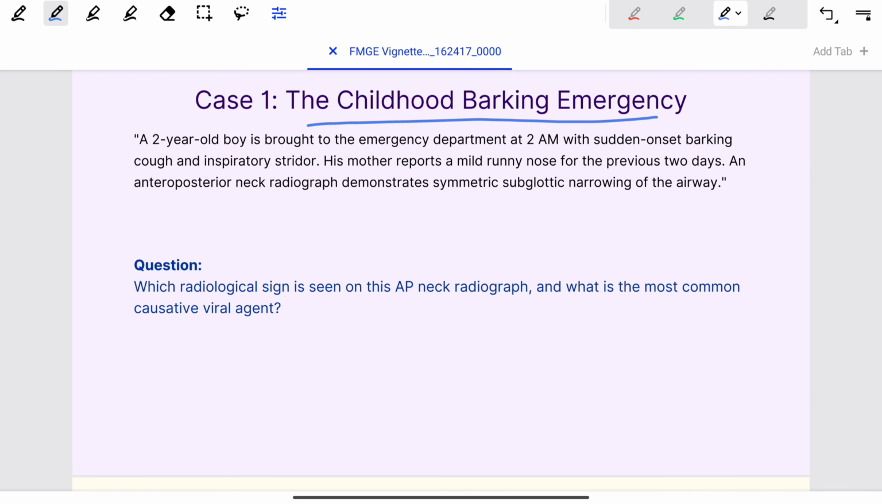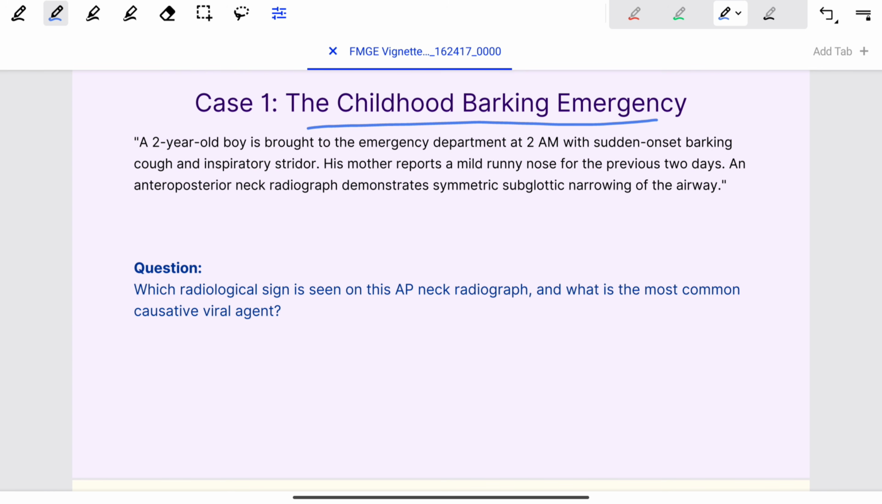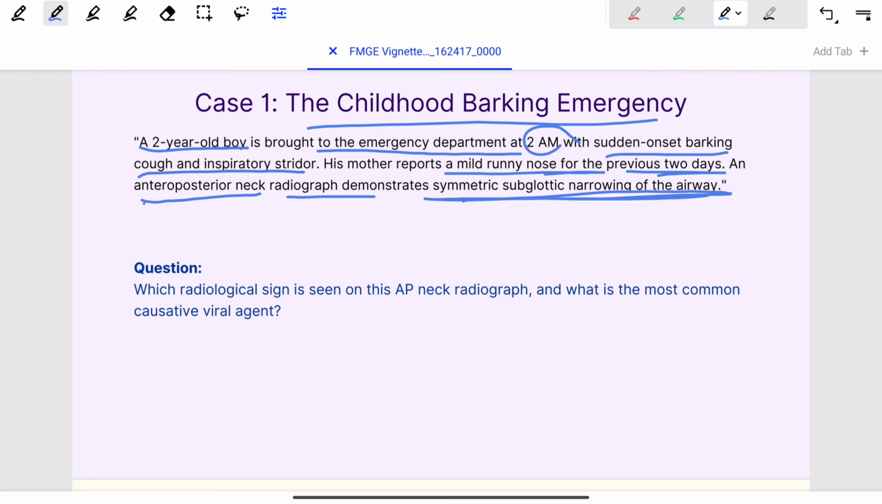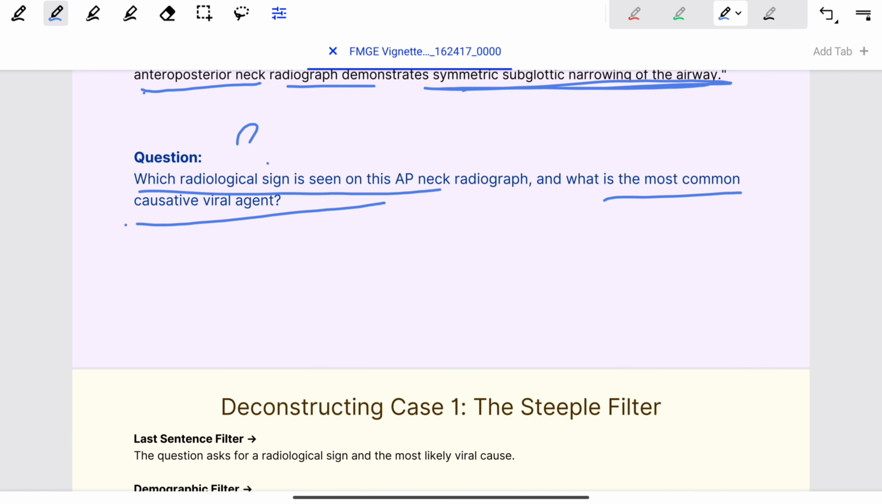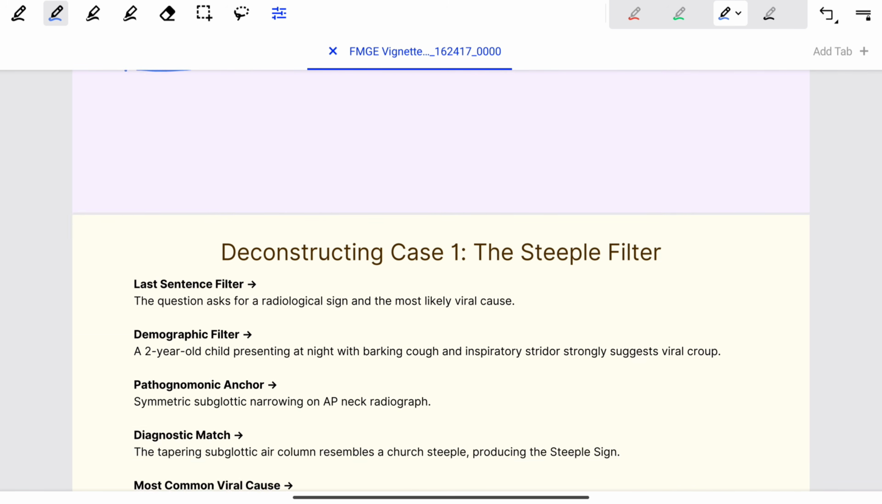Now let's apply the framework to an actual clinical scenario. A 2-year-old boy presents to the emergency department at 2 o'clock in the morning with sudden onset of barking cough and inspiratory stridor. His mother reports mild upper respiratory symptoms over the previous 2 days. An AP neck radiograph demonstrates symmetrical subglottic narrowing of the airway. The examiner asks which radiological sign is present and what is the most likely viral cause. Pause for a moment and consider the important clues.